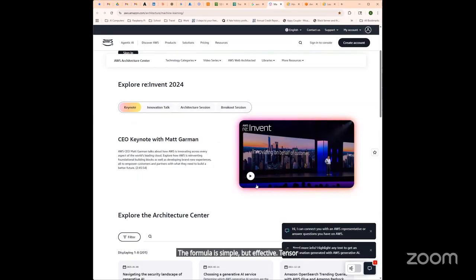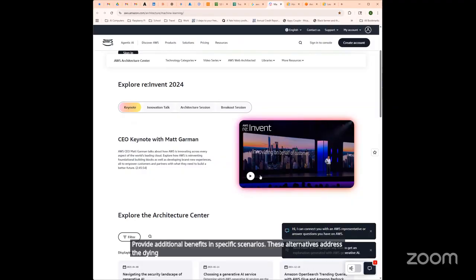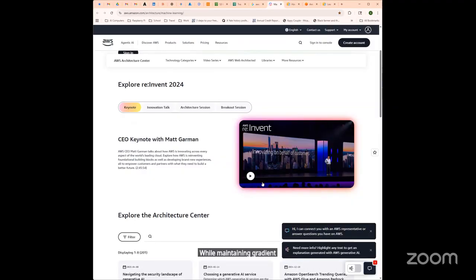TensorFlow, PyTorch, and all major machine learning frameworks in SageMaker support ReLU natively. Variants like leaky ReLU and ELU, which is exponential linear unit, provide additional benefits in specific scenarios. These alternatives address the dying ReLU problem while maintaining gradient flow through the network.